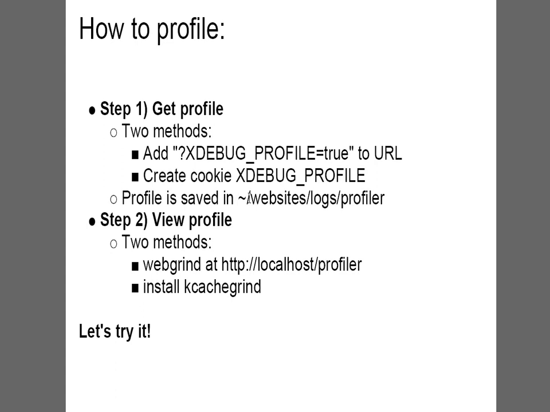Once we've saved them there, we're going to use some software to help us visualize that, and there are two methods we can use. The first is Webgrind, which comes with Drupal Quickstart, and we get to it with this URL. The second, which I'm just going to briefly show because I've been running out of time when I record this screencast, is KCacheGrind, something you can download and install. We'll talk more about that in a bit. So enough talking about it, let's do it.